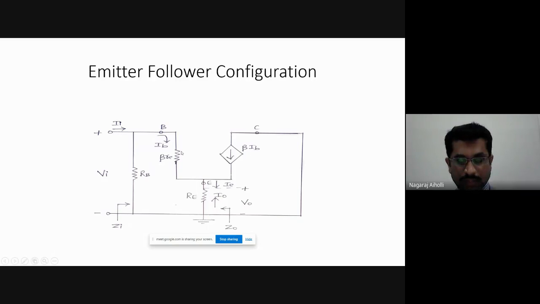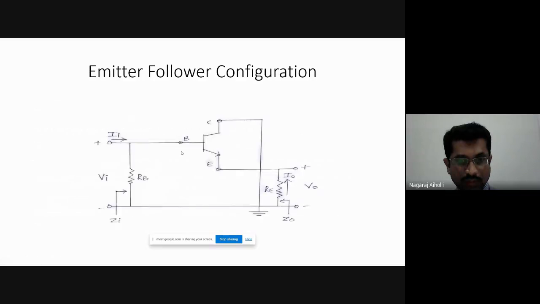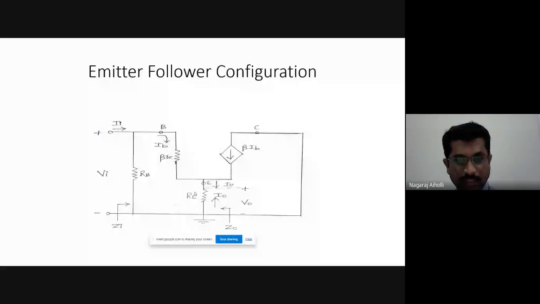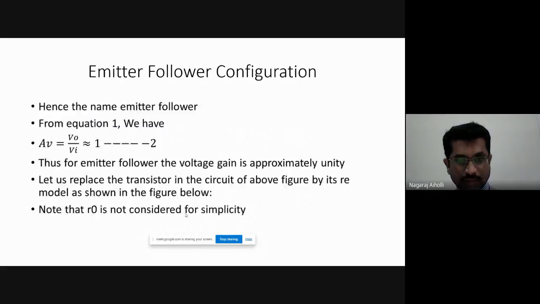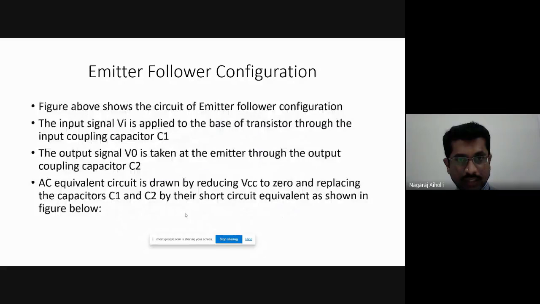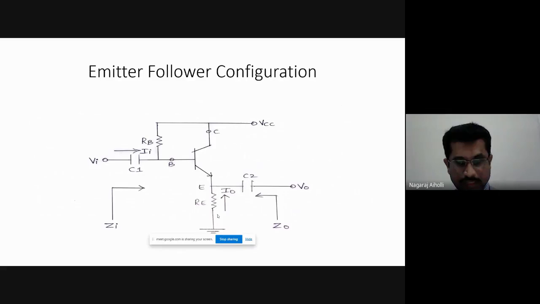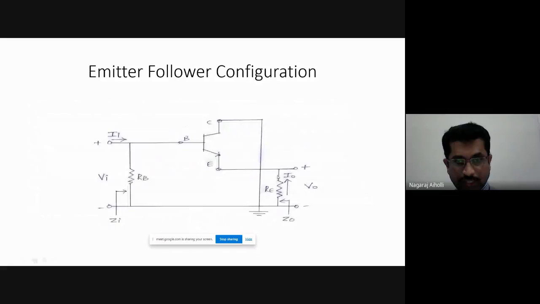Then at the base terminal, we have the PN junction, which is equivalent to the AC resistance of the diode, that is re, and it is modified to beta re. This will become beta re, the emitter base junction. Then at the emitter, we have the resistance RE. This RE resistance we are connecting from the emitter to ground.